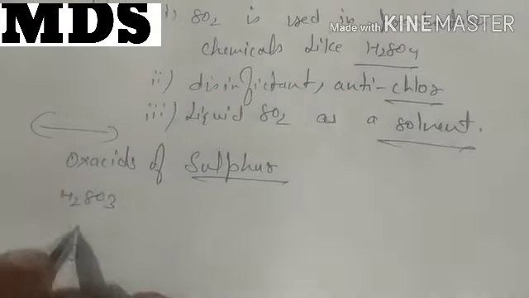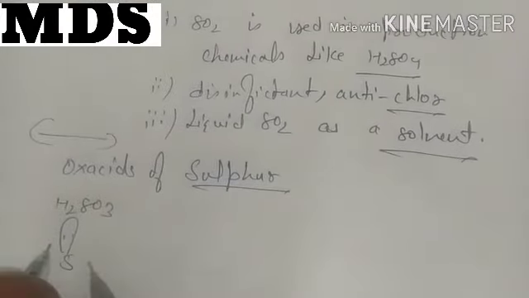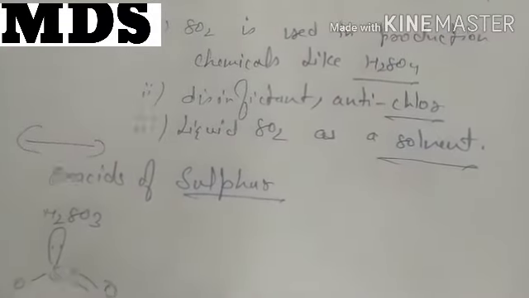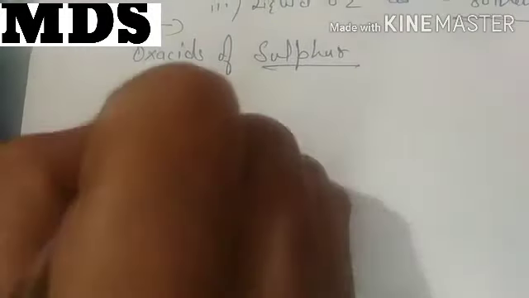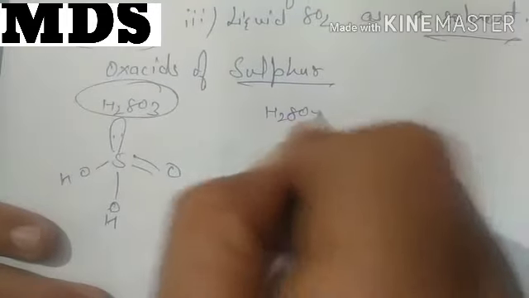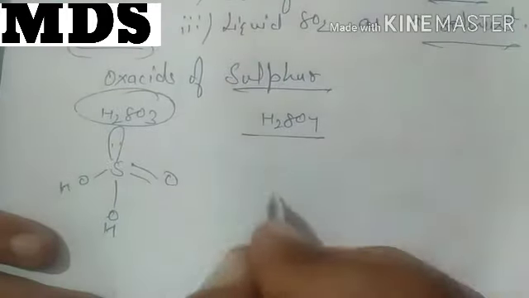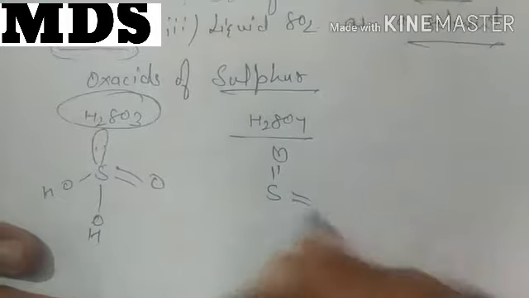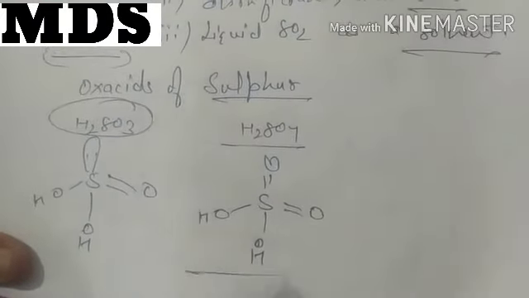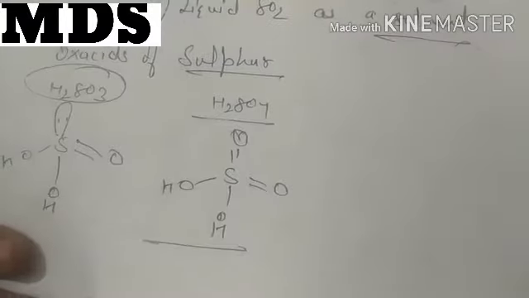If you go for its structure, this one has one lone pair over it, and basicity 2, particularly for this sulfurous acid. Okay, if you go for H2SO4, that is sulfuric acid, the structure will be such that it is also a dibasic acid, but in this there is no lone pair on sulfur.